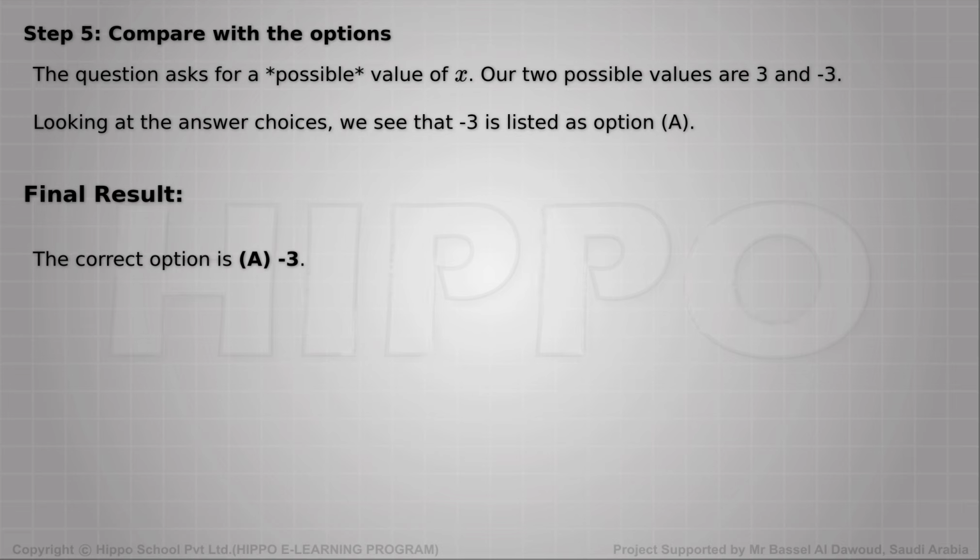Let's look at our multiple choice options. Option A is minus 3, which is one of our solutions. The other options, negative 1/9, 6, and 9, are not solutions. So we've found our match, and there we have it. The final result is that a possible value of x is minus 3, which is option A.